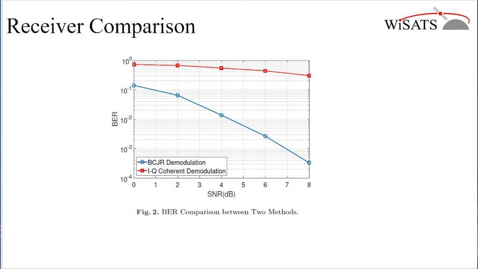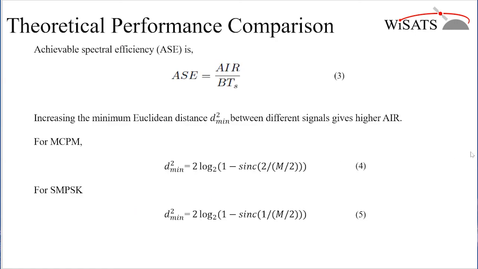Well, the third part is about our results. The results are presented in two parts. We first consider the theoretical performance comparison. In this paper, we use achievable spectral efficiency, ASE, which is given in equation 3, to compare SMPSK with MCPM. ASE is one of the important metrics for communications. It represents the amount of information transmitted per unit of time and per unit of bandwidth.